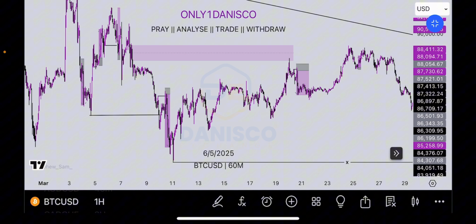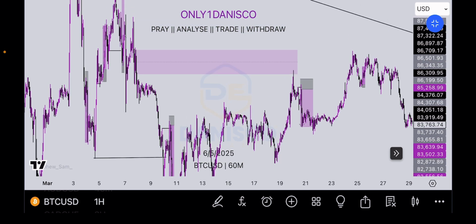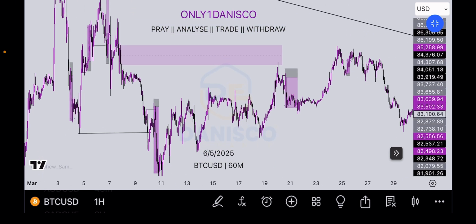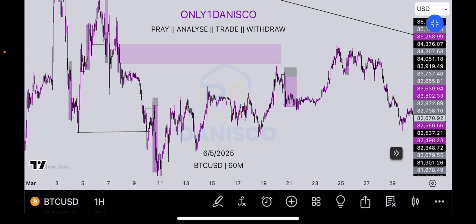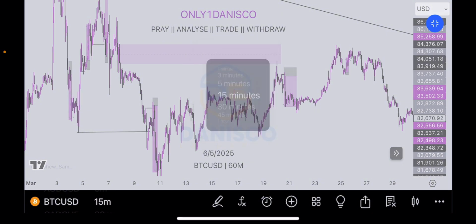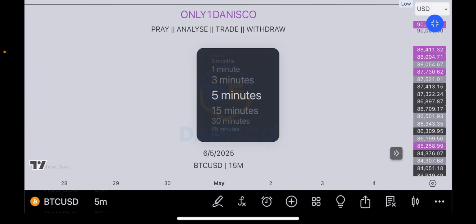Very nice. But I didn't enter from that point. The moment price mitigated that point, you see I didn't enter from it. I was waiting for a conservative entry, like confirmations. So what I did, I saw price tapping at my POI, but I didn't enter. I switched to my lower time frame. Let's say I switch to 5 minutes.